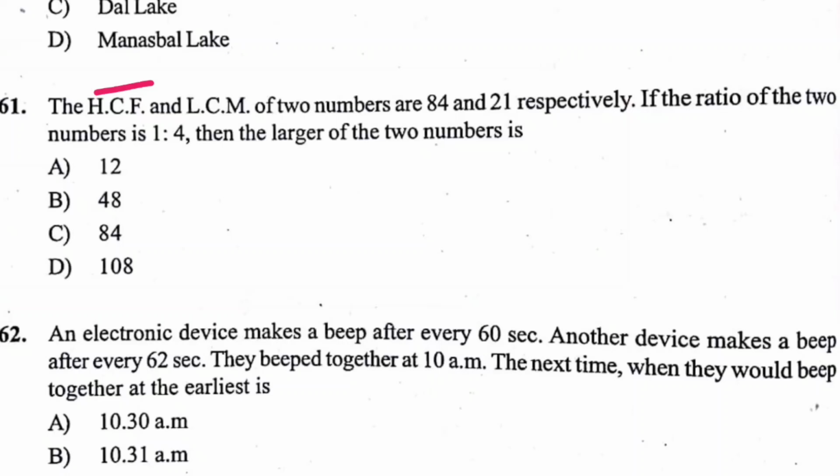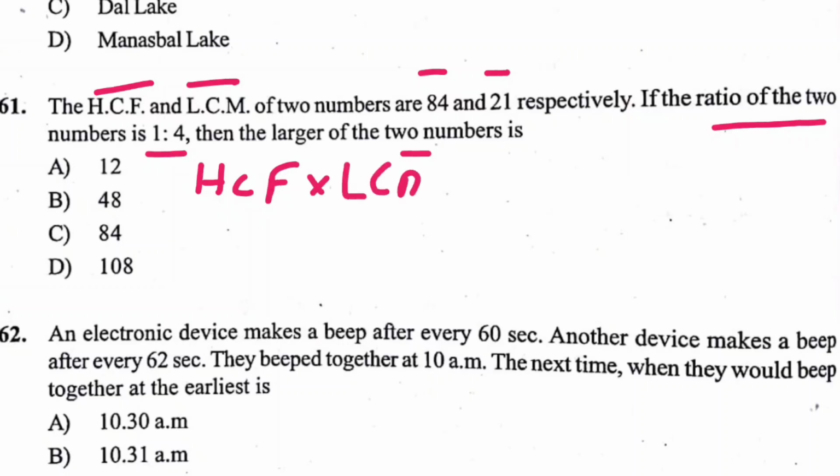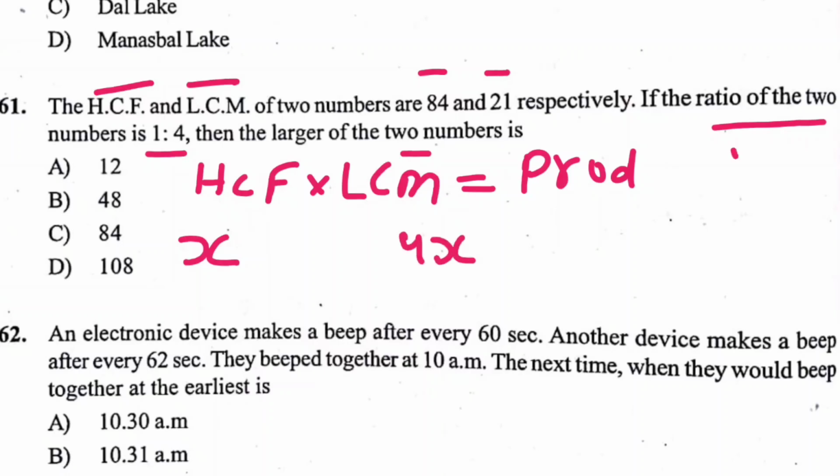Next question is, the HCF and LCM of two numbers are 84 and 21 respectively. If the ratio of the two numbers is 1:4, we need to find out the larger of the two numbers. Options are being given, we need to find out the correct option. Okay, so we know that HCF into LCM is equal to product of the two numbers. Also we are being told that numbers are in the ratio of 1:4. Let us say the smaller number is x. That means the larger number should be equal to 4x, because they are in the ratio of 1:4.